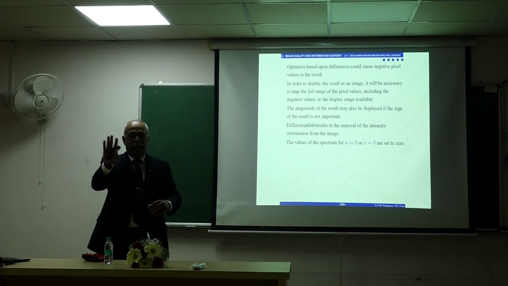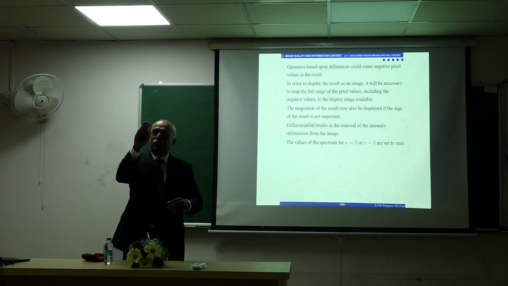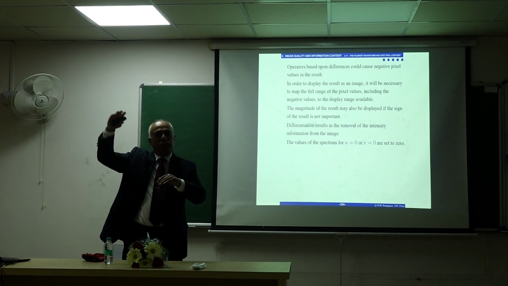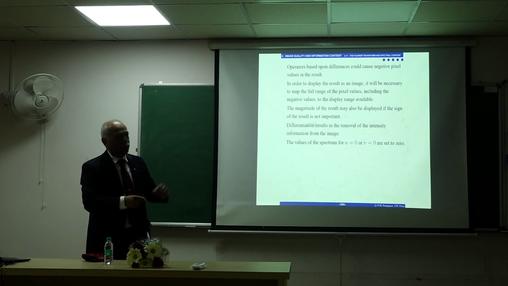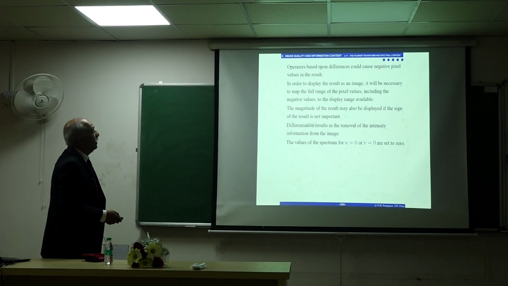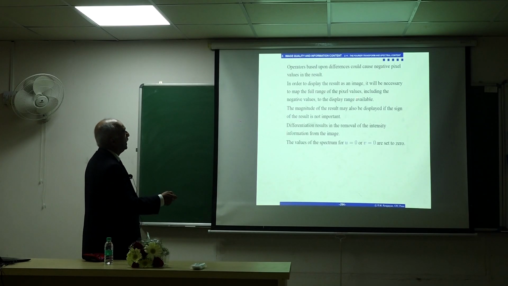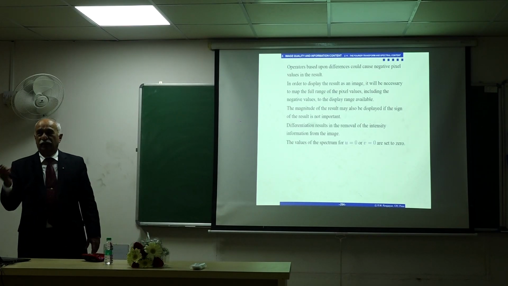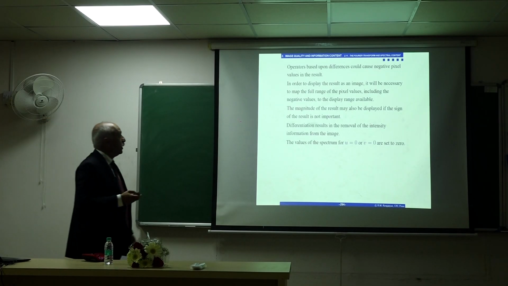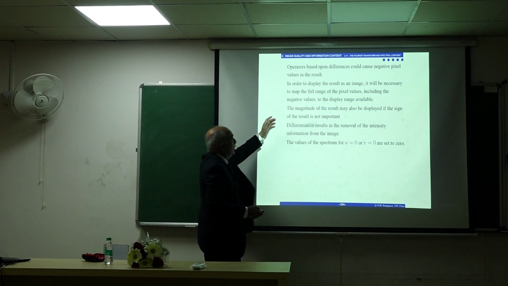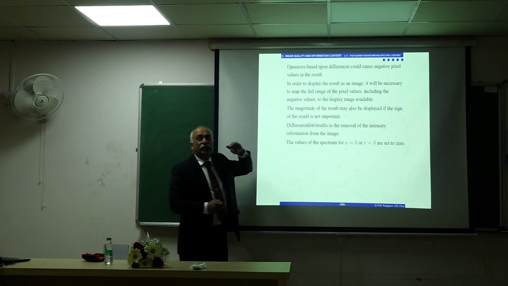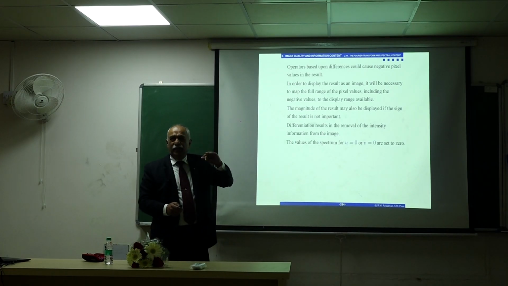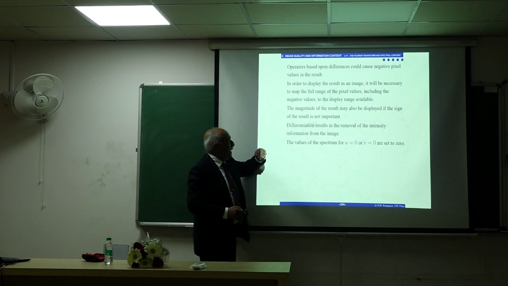So there will be an average gray level for 0. Negative values will be dark, positive values will be bright. I'll show some examples. So you need to map the full range of the pixel values, including negative values, to the display range available, typically 0 to 255 using 8-bit display. Magnitude may be displayed if the sign of the result is not important, but typically it will be important.